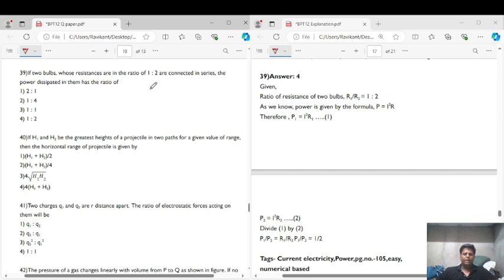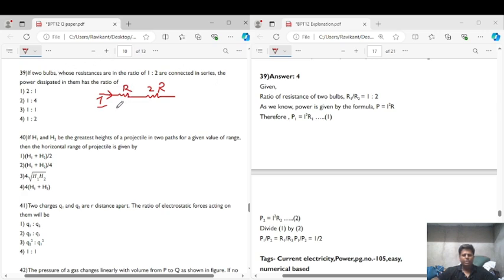So the resistances are connected in series. We can redraw the circuit like this. See, two bulbs, they are connected in series, right? So current through them will be I. If this is R, then this is 2R according to the question. So they are asking the power dissipated in them.